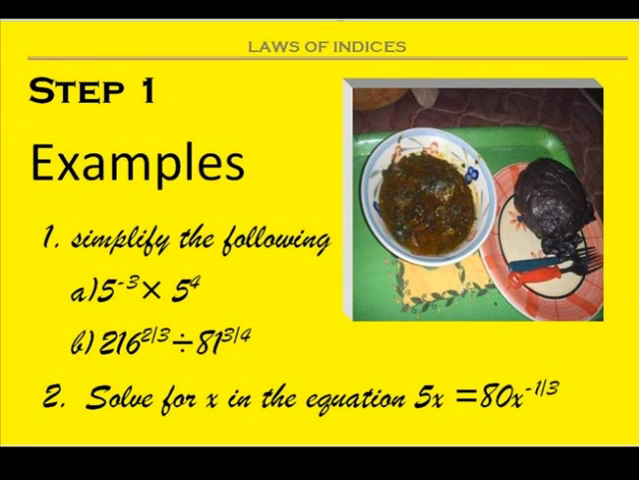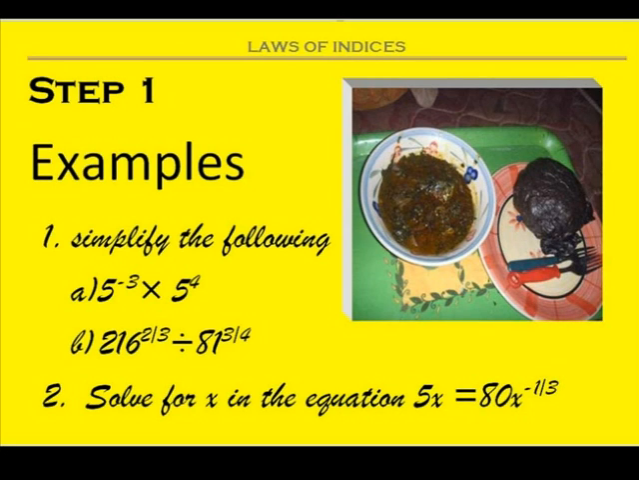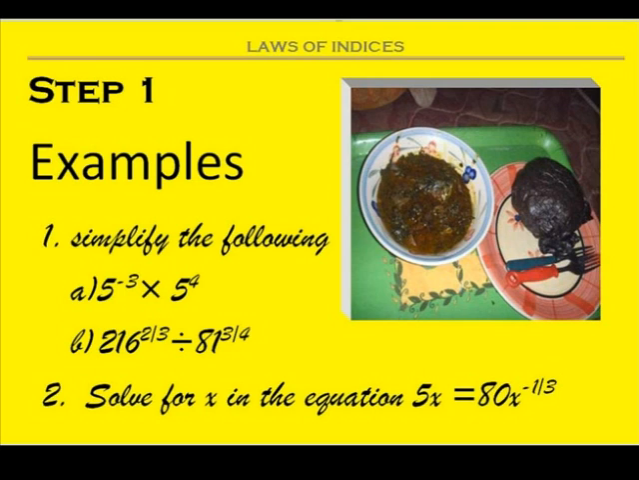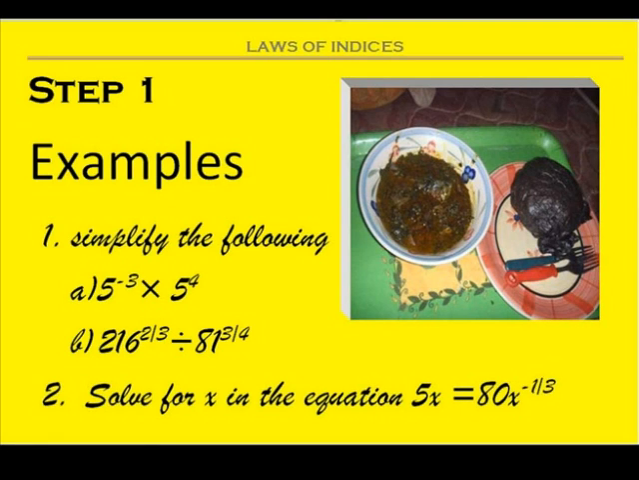Learners, we'll look at some examples. Example 1. Simplify the following. A. 5 raised to the power minus 3 times 5 raised to the power 4. B. 216 raised to the power 2 over 3 divided by 81 raised to the power 3 over 4. And question 2: solve for x in the equation 5x is equal to 80x raised to the power of negative 1 over 3. Take time to follow the solution in the next slide.